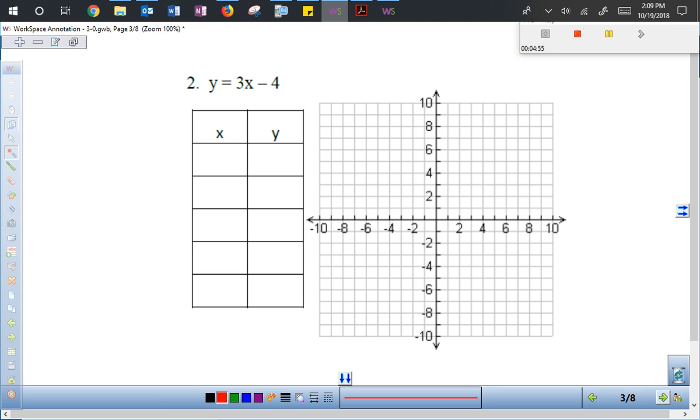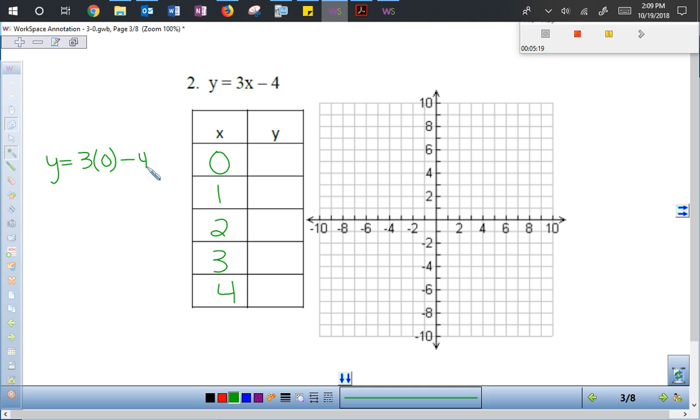Let's go to number 2, y equals 3x minus 4. We're going to substitute in the same easy numbers: 0, 1, 2, 3, and 4. Now remember, when you substitute in that 0 for x, you are going to put parentheses around it. So y equals 3 parentheses 0 parentheses minus 4.